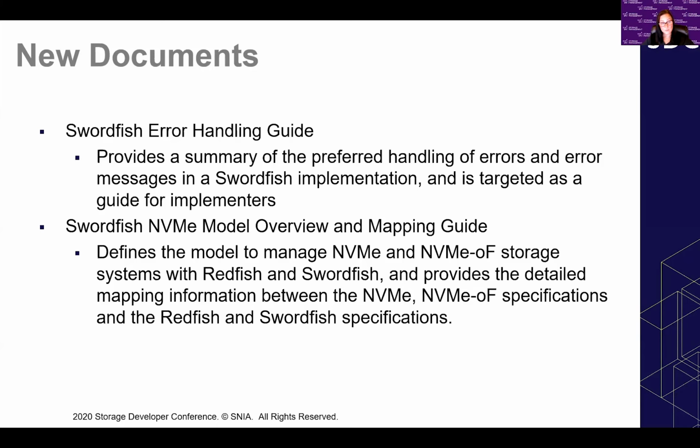The document we just rolled out in August is the Swordfish NVMe Model Overview and Mapping Guide. This is a 166-page document that defines a model to manage NVMe and NVMe storage systems, and provides detailed mapping between the NVMe specs and the Redfish and Swordfish specifications. So it covers all the diagrams you've already seen, plus a bunch more, explains their usage, and then talks in detail about both the mockups as well as a bunch of additional properties that we've added.